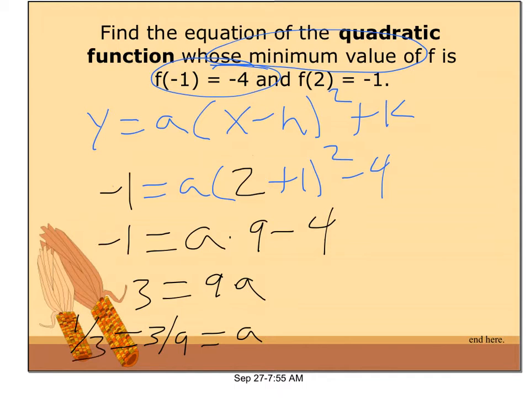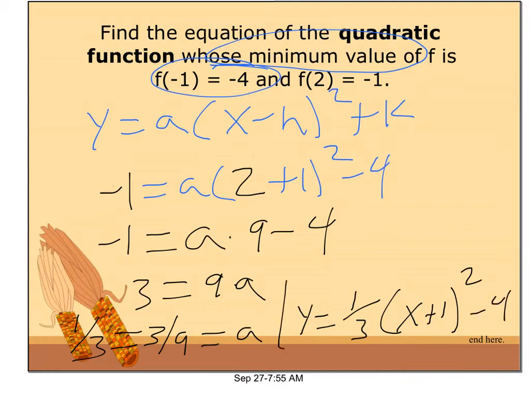Okay? Now, if I wanted to write my final answer here, in vertex form, a is 1/3, which makes this graph wider. And the vertex is at negative 1, negative 4, which means I will write this as 1/3 times x plus 1 squared minus 4. Okay? And there is the equation for my quadratic in vertex form.